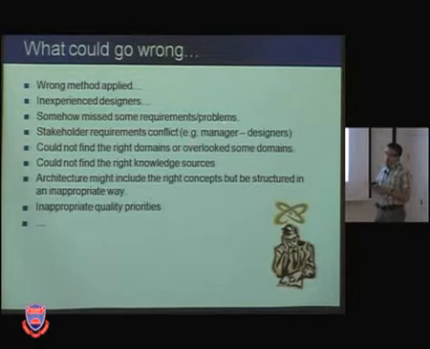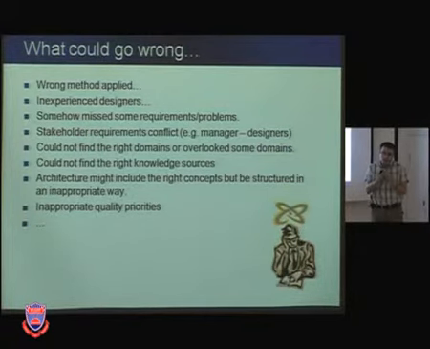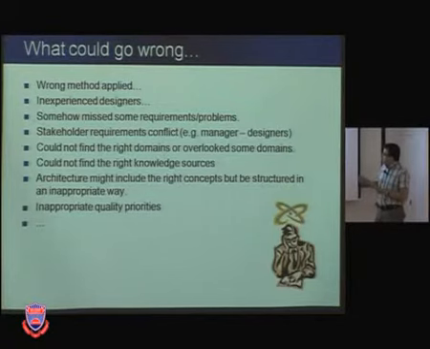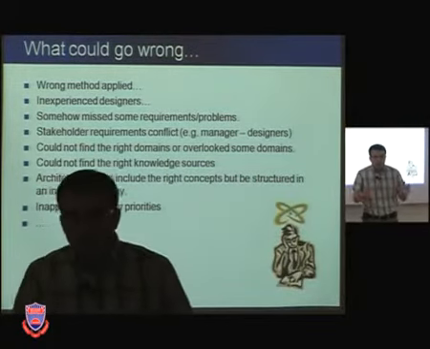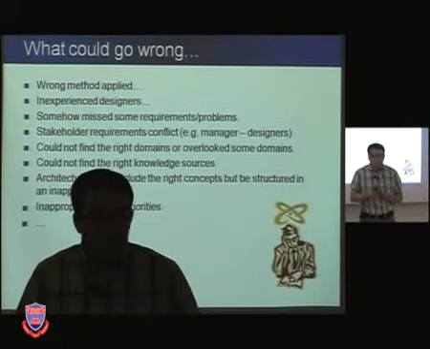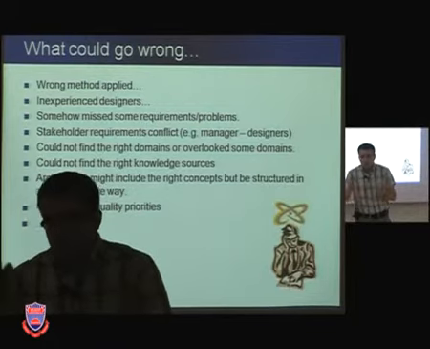You somehow missed some requirements or problems: problems of stakeholders, quality, computer science. Stakeholder requirements might conflict, and you could have, for example, a different prioritization. You could not find the right domains or overlooked some domains, or could not find the right knowledge sources. The result might include the right concepts but be structured in an inappropriate way. You could have defined a very nice domain architecture, the conceptual structure, but you mixed it up when applying the patterns. It could be a totally wrong pattern.